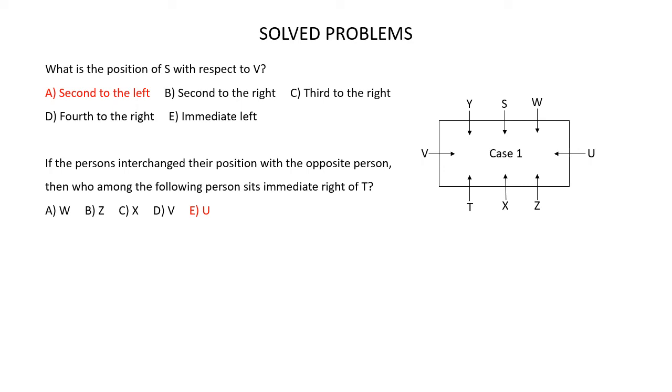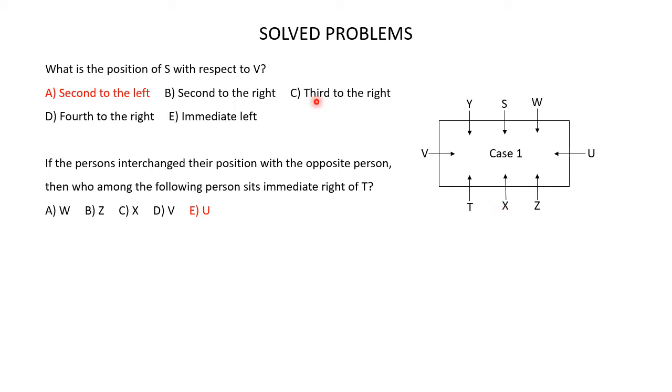Option A says S is second to the left of V. So V is here and S is here. So S is second to the left of V. This is correct. So option A is correct. Option B says S is second to the right of V. Second to the right of V is X, not S. So option B is wrong.